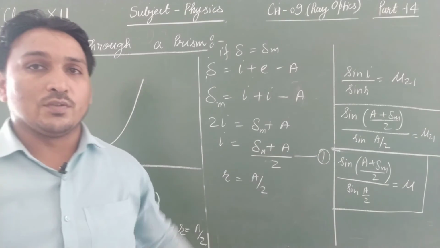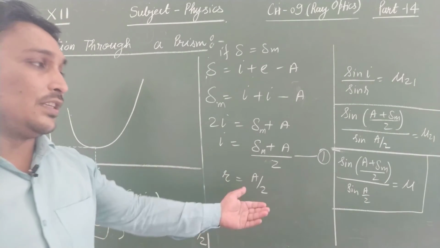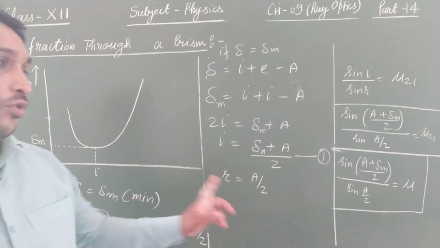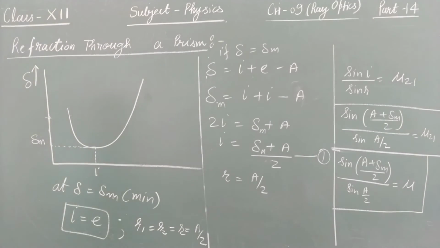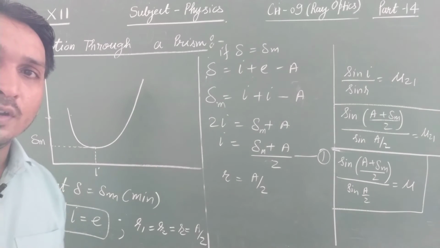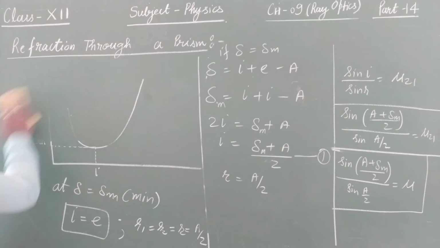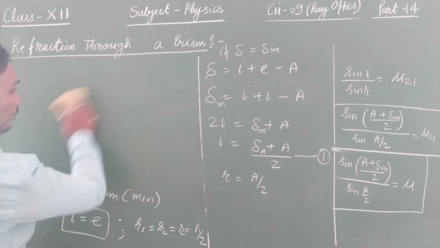First of all, this derivation was very important. It is very important in regards to the board examination. Okay, so you must note it down. Take this screenshot. Now, let us move and try to understand if the prism is very thin, then what we are supposed to do.